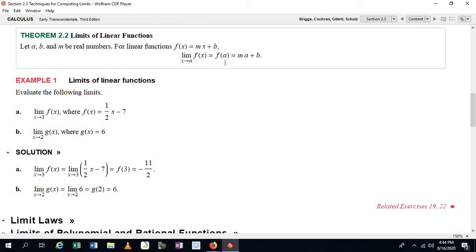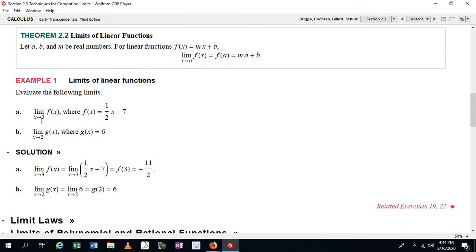You just directly substitute a into the function. You evaluate the function at a. And that's why this is called direct substitution. We didn't have to use a table or a graph to evaluate this limit. We know that if it's a linear function, we can actually just use direct substitution to evaluate this limit.